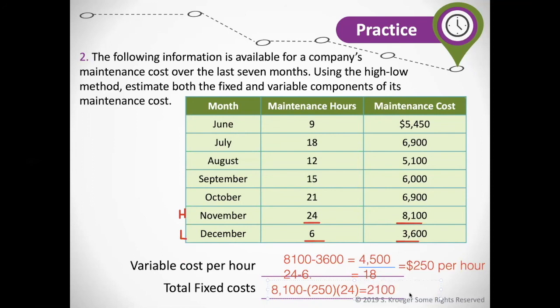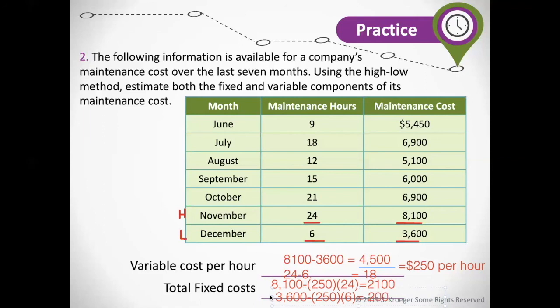This is what I got as the total fixed cost, but let's try the low way to see if we get the same answer. I will take the lowest cost, which is 3,600, minus the variable cost per unit from step 1, 250, times the lowest activity, which is 6. I'll multiply 250 by 6 first, which gives me 1,500. 3,600 minus 1,500 is 2,100.